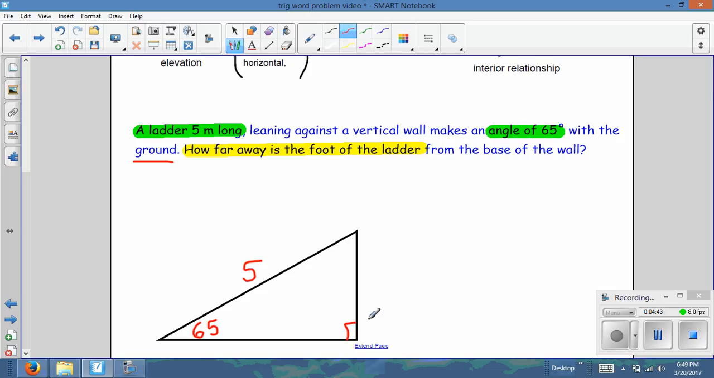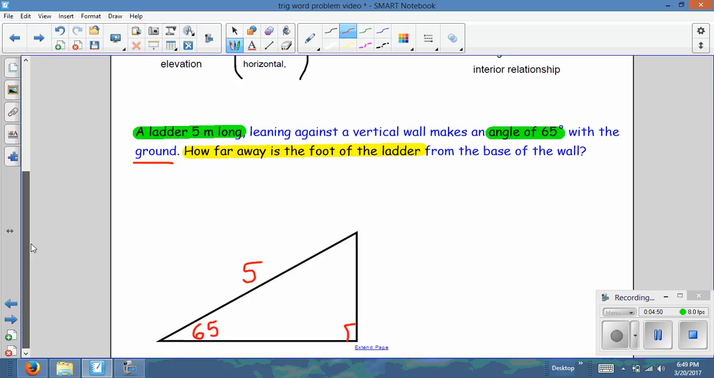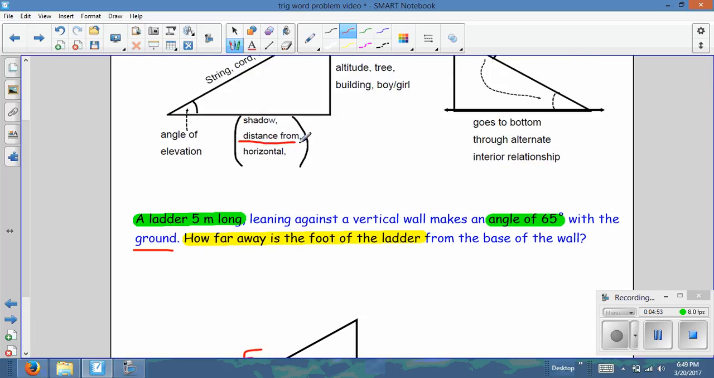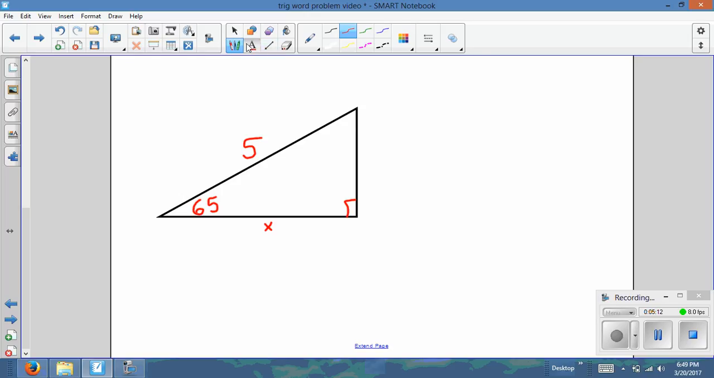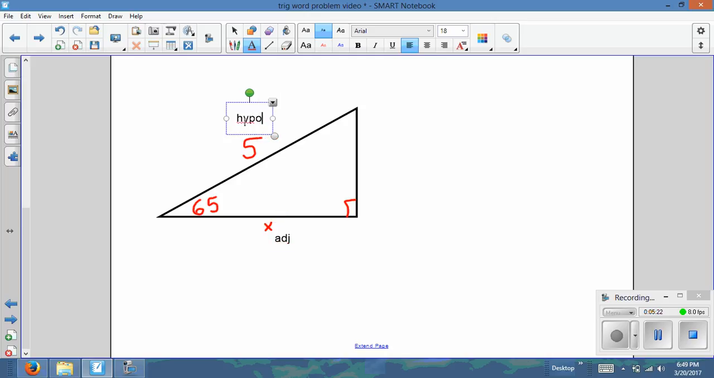Okay, so now I need to put my variable on one of these sides here. So how far away is the foot from the ladder? Okay, distance from. That's how far away. Distance from is always measured along the ground, from foot to foot. So if you were standing here that was your foot and this was my foot, we would always be measured distance from. So distance from is always along the ground, so my x is on the bottom. So let's think here. According to angle 65, this is the adjacent, and this is the hypo.